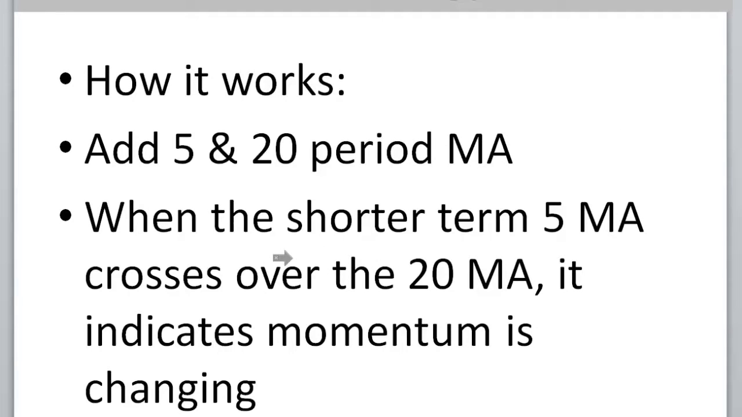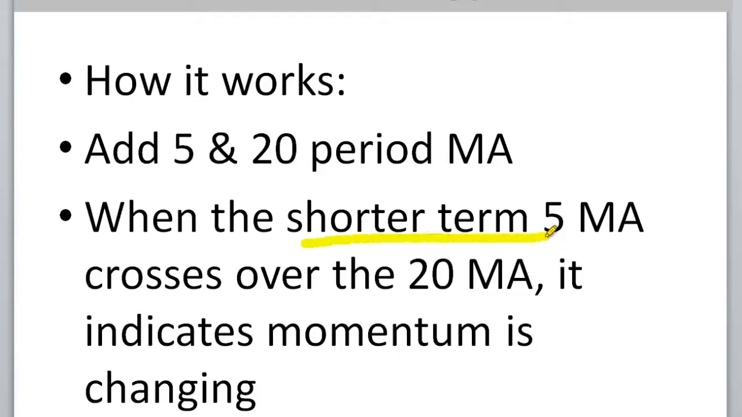Okay, so how it works, what's the secret recipe of this trading strategy? In addition to our RSI, we want to add a 5 and a 20 period moving average. Okay, so we're going to add a 5 period moving average and a 20 period moving average. The 5 period moving average is a shorter term moving average.